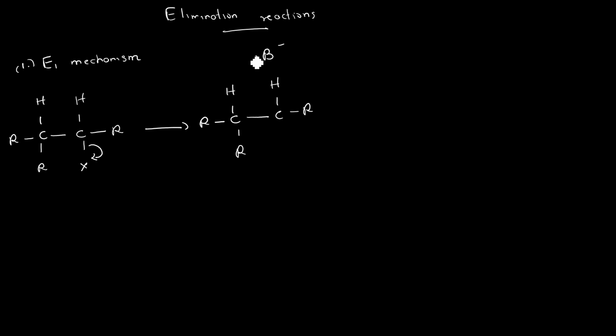In elimination reactions, this base won't go and attack this carbon. No, it will go and attack this hydrogen. Now this base will attack this hydrogen, so this bond will be broken to form the alkene. Here we have our final product.